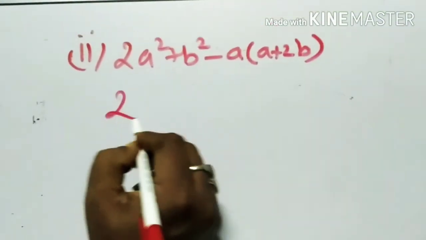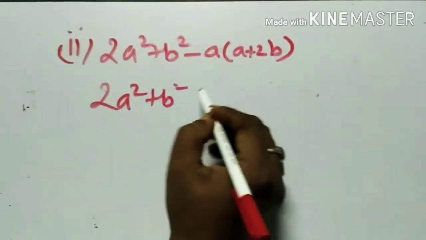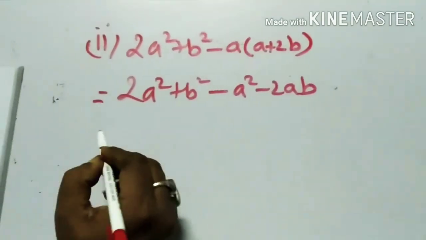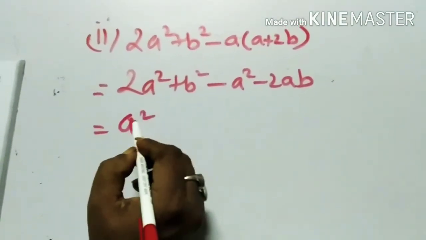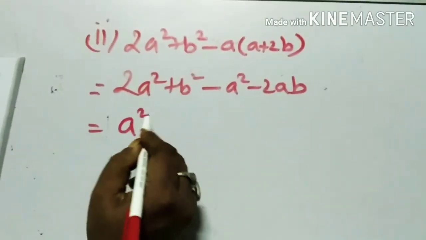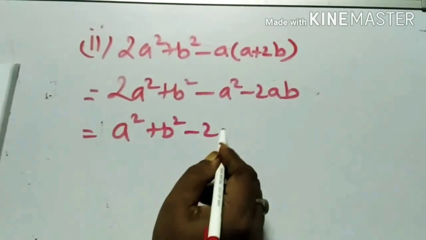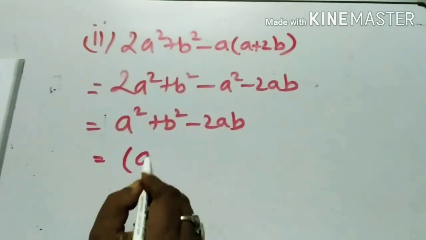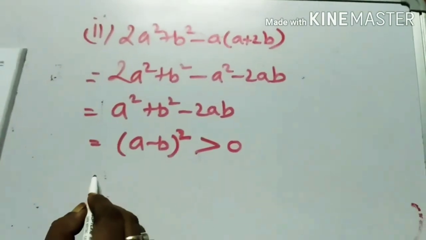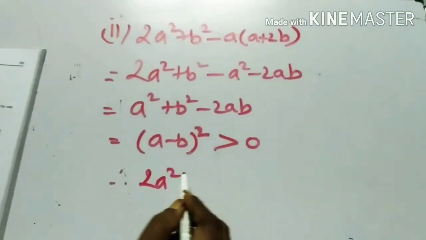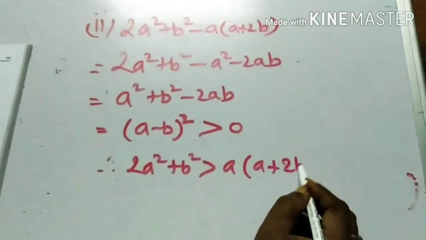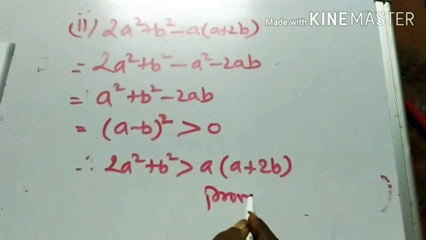Here see, 2a square plus b square minus a square minus 2ab. So this will be equal to a square plus b square minus 2ab. So this will be a minus b the whole square. This is greater than 0. So I can conclude that 2a square plus b square is greater than a bracket a plus 2b. I can conclude this is proved.